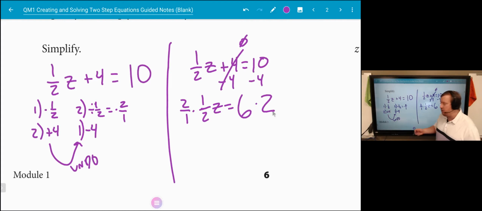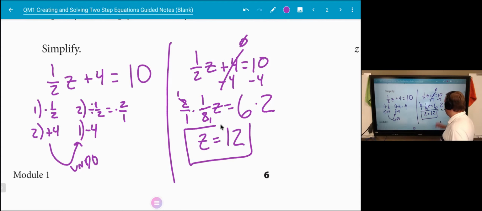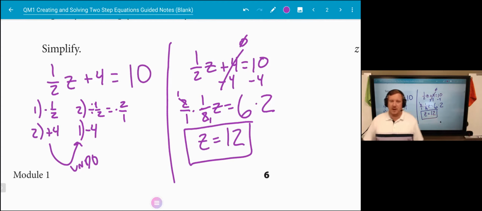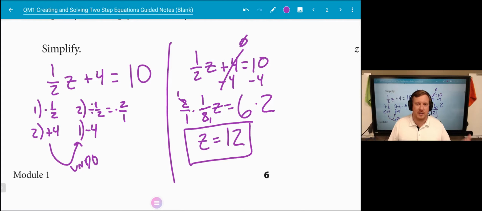Well, what happens? 2 times half, 2 times 1 is 2, 1 times 2 is 2, and 2 divided by 2 simplifies to 1, or 1z. 6 times 2 is 12. There is my solution. Now you're starting to see, I hope, where this whole do and undo comes in. If I write out the steps, I will always get it right because they're not always going to be this straightforward. This is the most common way that you've seen two-step equations, but we're going to do some tougher ones too.